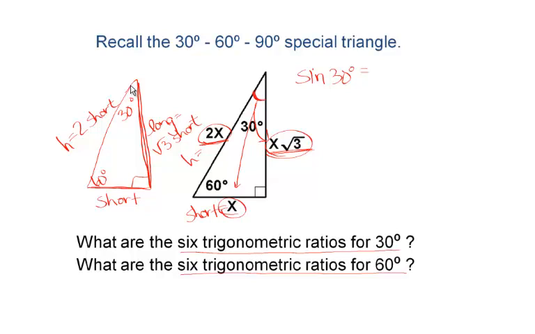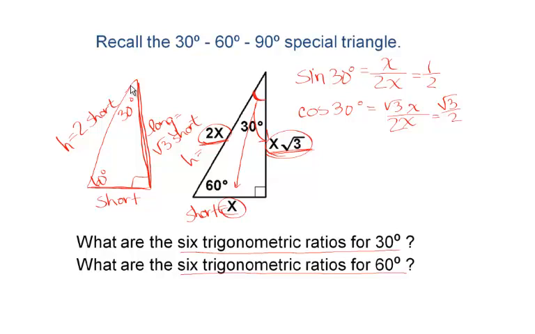So we know the sine of any angle measure is always opposite over hypotenuse. Algebraically, the sine of 30 degrees is 1/2. The cosine of 30 degrees is adjacent over hypotenuse. So we know that the cosine of 30 degrees is square root of 3 over 2.